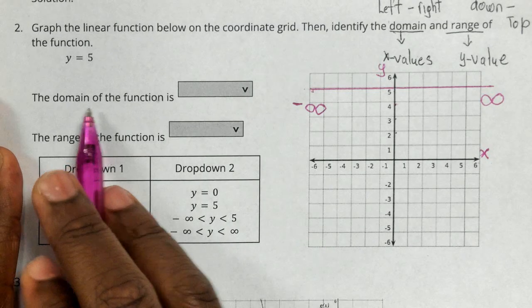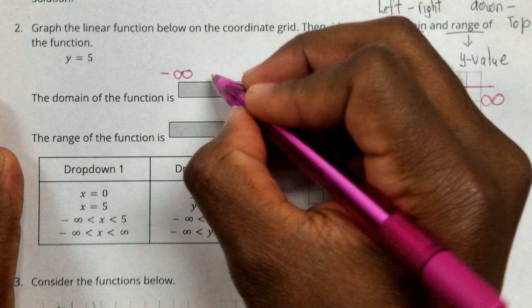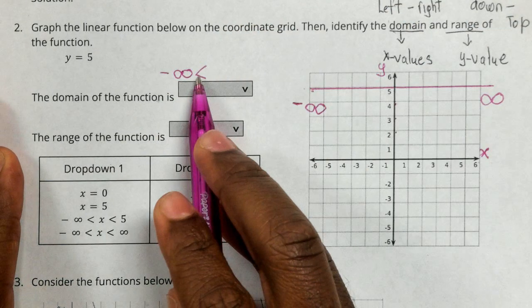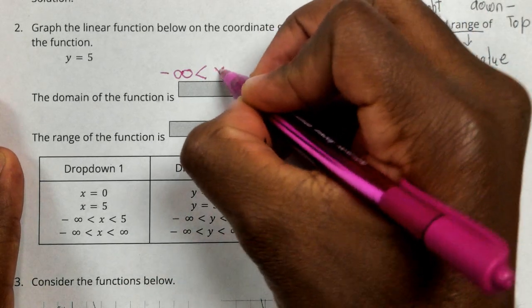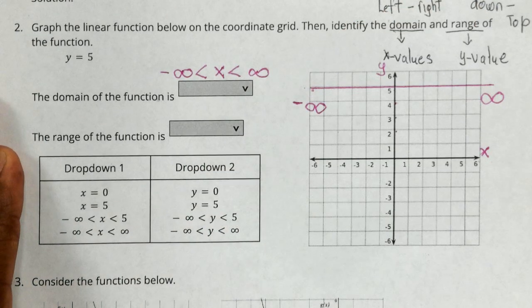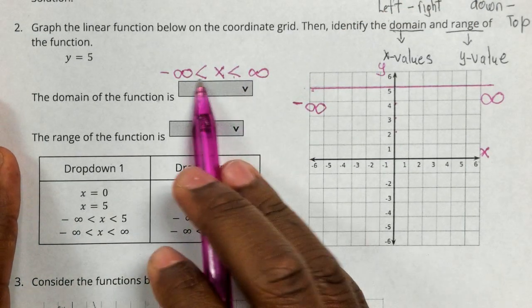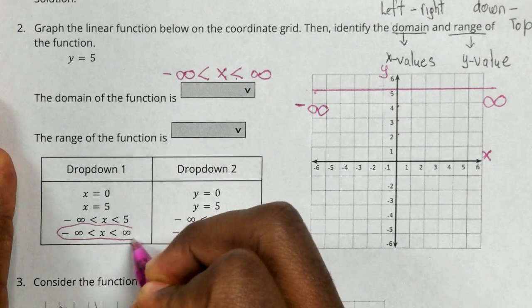Alright? So the domain for this will be from negative infinity less than x, which is less than positive infinity, because negative infinity is smaller than positive, so you write a less than sign. Because again, it has to be in between these areas. So this would be the drop down you would select.